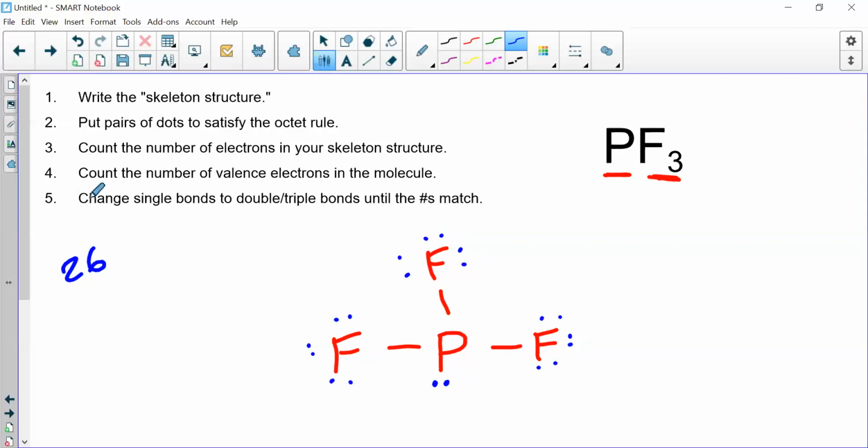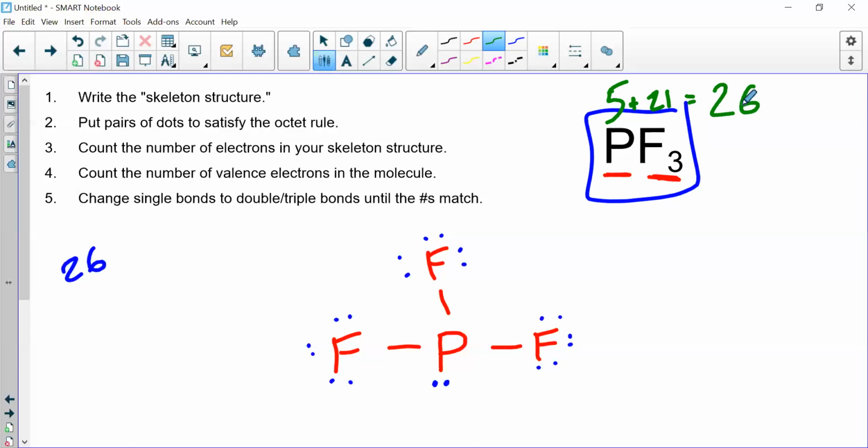Step 4, count the number of valence electrons in the molecule, meaning in the formula. So checking my periodic table, phosphorus is in group 5, or well, it's 15 or 5A, so that has 5. Fluorine is in group 17 or 7A, so fluorine is 7. There are 3 of them, which gives us 21. 5 plus 21 is 26. Look at my numbers, 26, 26. What does that mean? That means we are done.